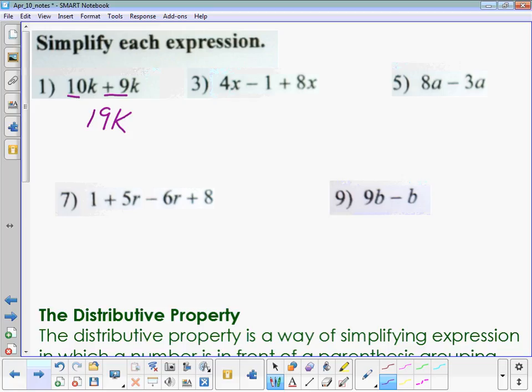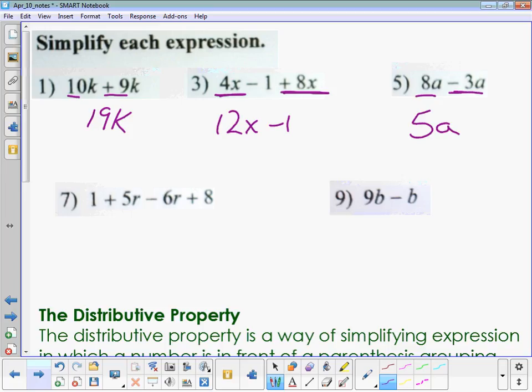Okay, for problem 3, I got a 4x and I have an 8x. I'm supposed to add those. So 4 plus 8 is 12. So I've got 12x minus 1. Well, now on number 5 here, I got 8x, and I'm supposed to take away 3x. Well, what is 8 take away 3? It's 5. But I still have an a.